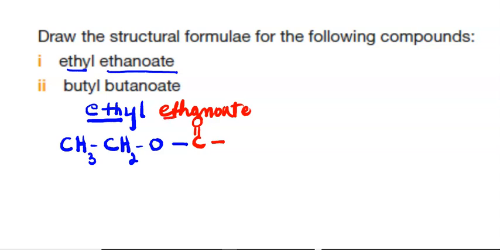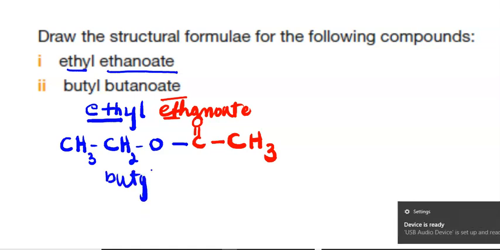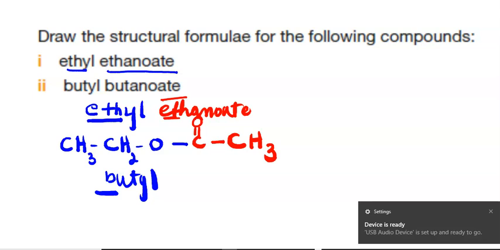And how many carbons for eth? 2 carbons. So this one is terminal and you just need to put CH3. So this is ethyl ethanoate. Now butyl butanoate. For butyl butanoate, butyl means you need 4 carbons.